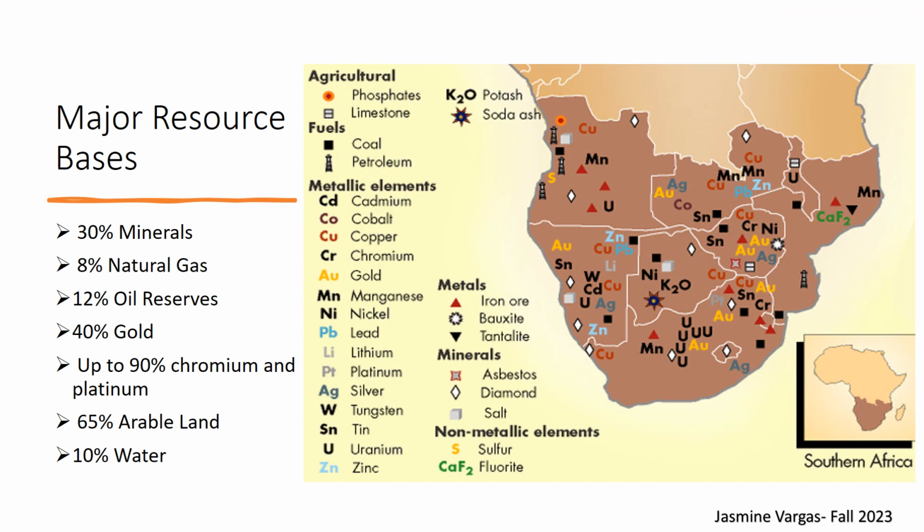Major resources bases. Southern Africa is known for holding the largest resources, mainly coming anywhere from between land, water, oil, natural gases, minerals, forest, and even wildlife. Percentage-wise, you can see that it's 30% minerals, 8% natural gas, 12% oil reserves, around 40% gold, and up to 90% chrome and platinum, 65% arable land, and 10% water. That's just like a little sum up of what it consumes of like the major resources base.